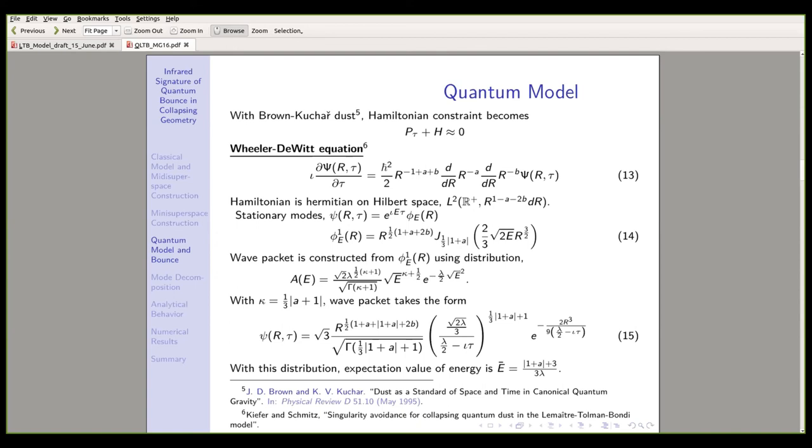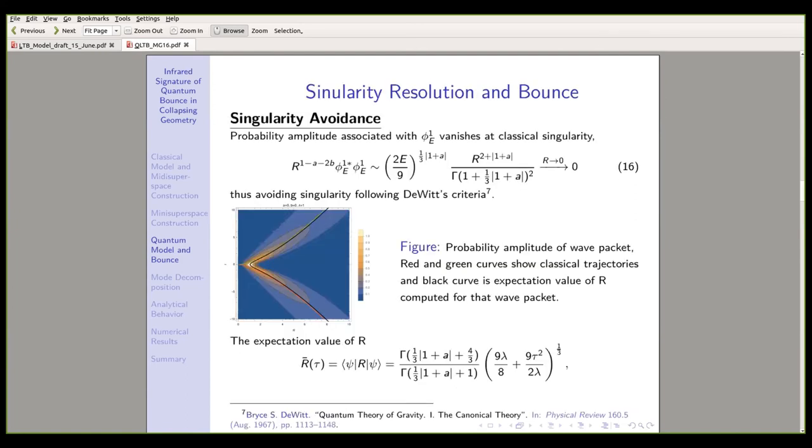So in further analysis, if we find the observables to be a function of the operator ordering parameter small a, we cannot distinguish whether it is a genuine artifact of operator ordering ambiguity or whether it is a dependence on the shape of the distribution. With this particular choice, the simplified wave packet takes the form given in equation number 15. With this particular wave packet, the expectation value of energy comes out to be inversely proportional to the parameter lambda. Now, the probability amplitude associated with these positive energy modes vanishes at the classical singularity, thus avoiding the singularity following DeWitt's criterion. And therefore, all the wave packets constructed from these positive energy stationary states also avoid the singularity.